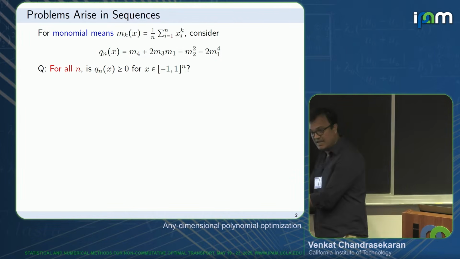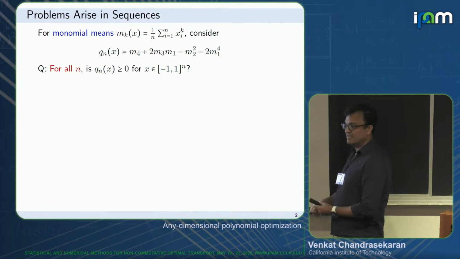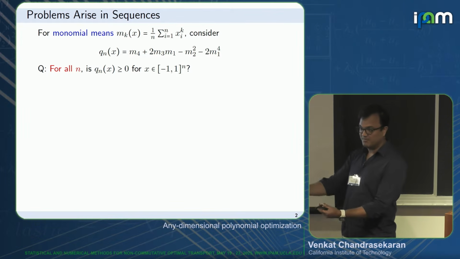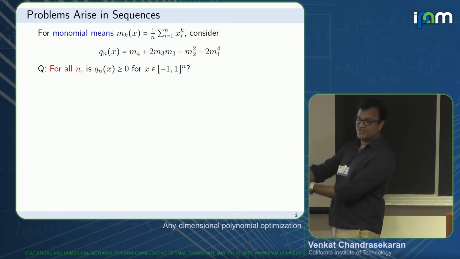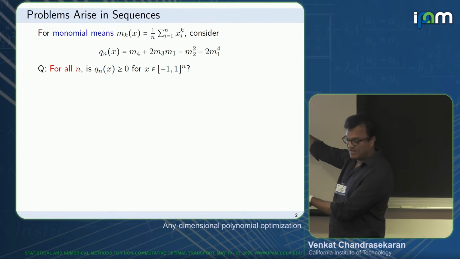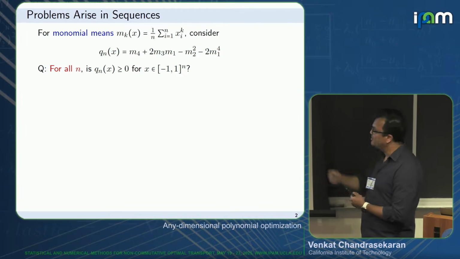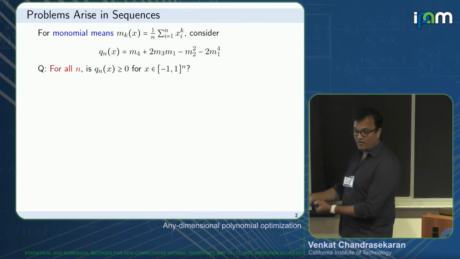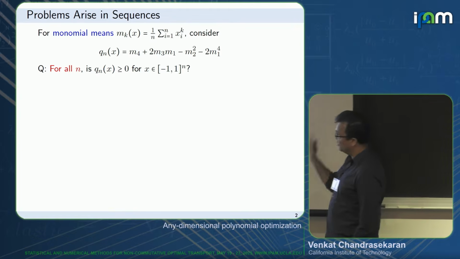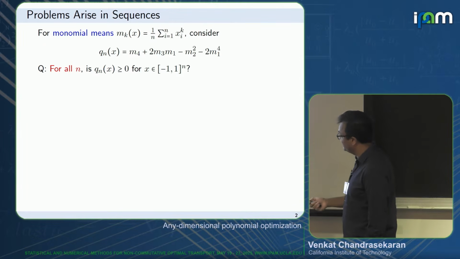If it were a fixed n problem, this is a finite dimensional polynomial optimization problem. You could throw the kitchen sink of optimization, the toolkit, everything that we have at that problem. But here we're interested in checking this inequality for all n. The growing sequence of growing dimensional problems.